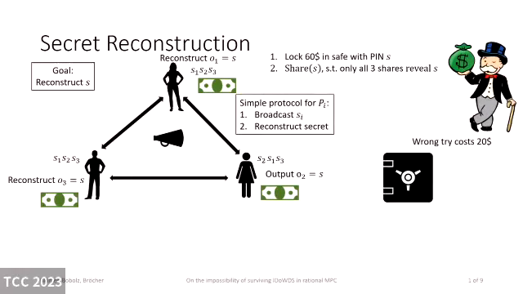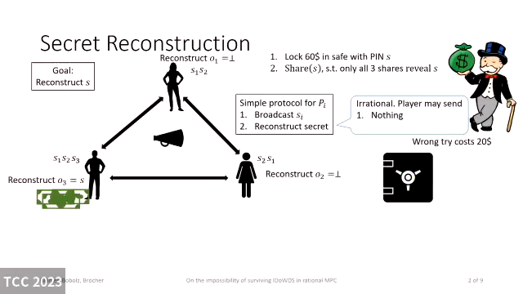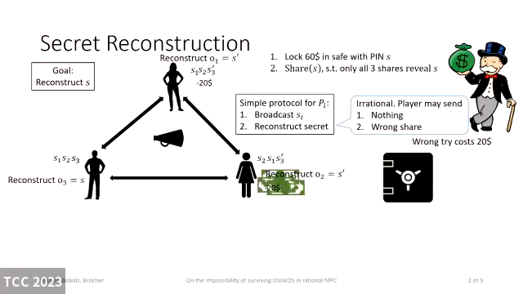However, this protocol is not fair to play, since any party could choose to send essentially nothing. Party 3 may send nothing at all. The two parties on the right-hand side cannot reconstruct the secret, but party 3 can. So he gets all the money, and this is more rational for this party. Also, party 3 could just choose to send a wrong share, and this may even lead to the situation where the other parties reconstruct the wrong secret, have to pay $20, and party 3 then reconstructs the secret and gets the $60 out of the safe.